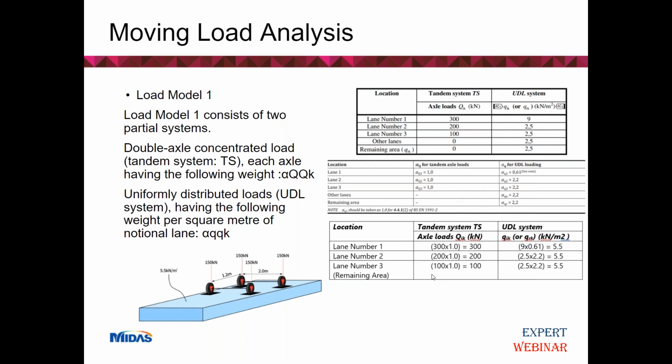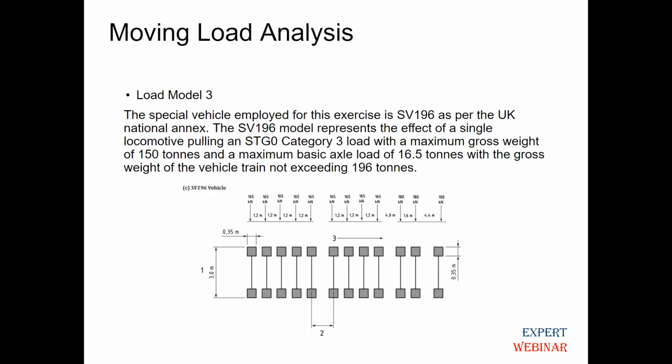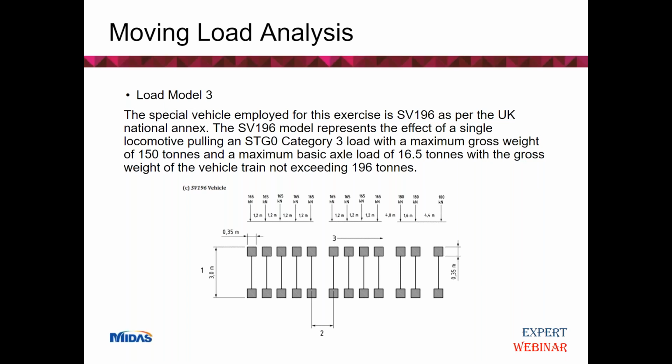And then load model 3 was also used. We used an SV196. This means that you are using a basic axle load of 16.5 tons with a gross weight of the vehicle that is 196 tons. This was basically used because of the traffic count, and of course this is a border post. So the amount of vehicles that are going to be crossing and the weight that they are going to be taking, we felt like this was the best vehicle to be used for this bridge.